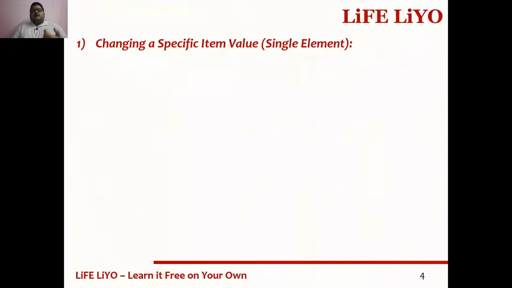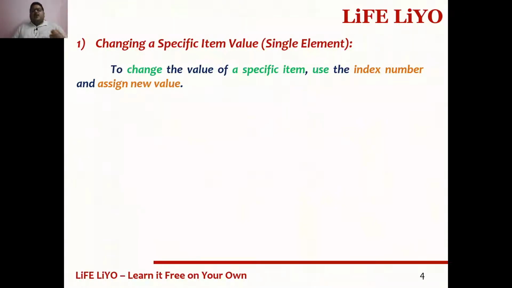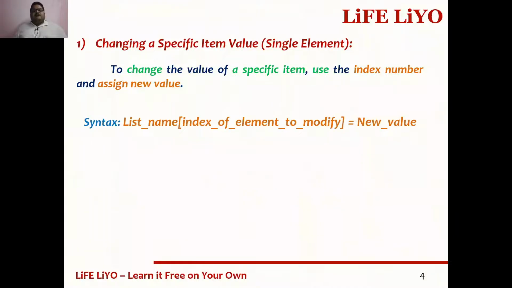First, changing a specific item value, that is how to replace a single element in a list. To replace a single element in a list, we have to use the respective index number of that element, and then assign a new value. The syntax is the list name, which list we want to change, followed by the index of the element, that is which element we want to modify, and then the value which you want to assign. That means the new value will be assigned at this respective index of the list.